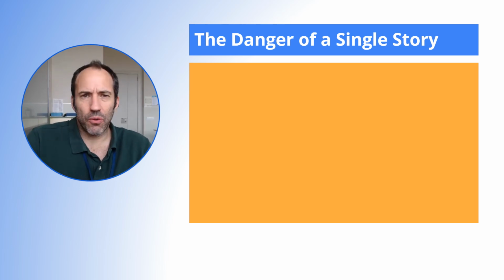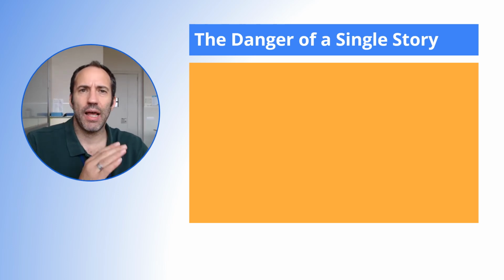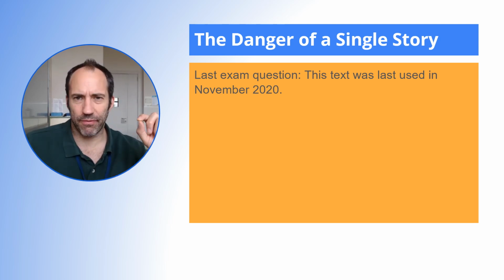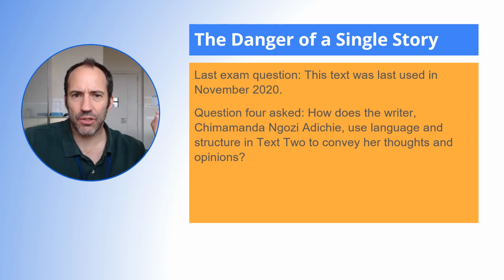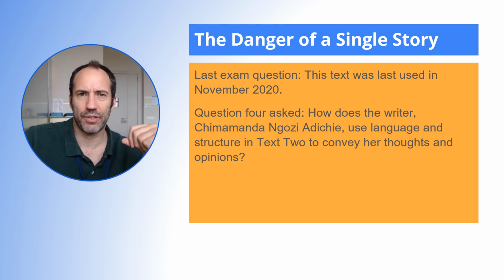Question 4 is the one that just explicitly looks at this text, and it's that question, how does the writer do something? Now, this has only been used once in the exam before, in November 2020, and question 4 was, how does the writer use language and structure to convey her thoughts and opinions? It's a really, really broad question. And to rephrase that, what they really want to know is, what techniques does the writer use, and what is their effect on the reader?